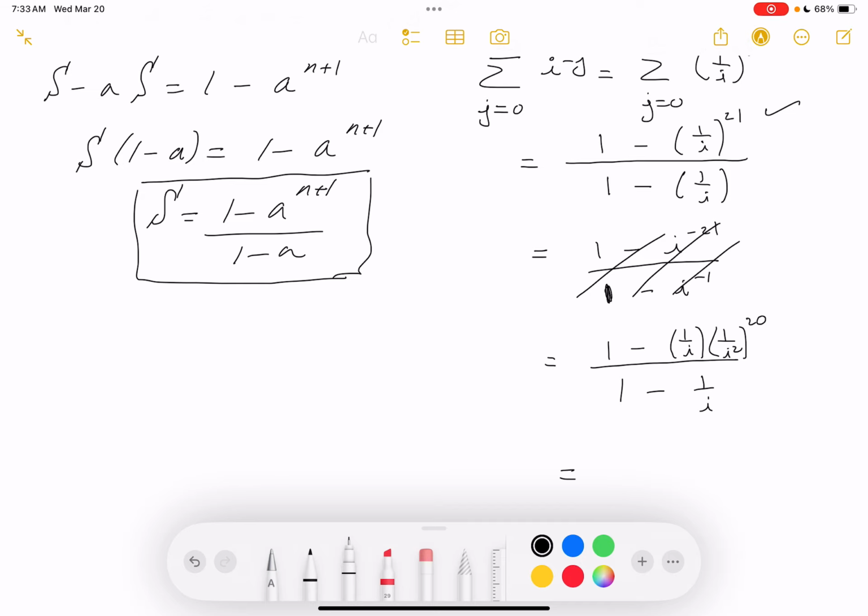What do you get here? Well, on top you get 1 minus 1 over i squared, I'm sorry, this is 10. i squared is minus 1 to the 10th power, which is going to be 1. What do you get over here? 1 minus 1 over i. What do you get? You still get 1. All right, thank you.